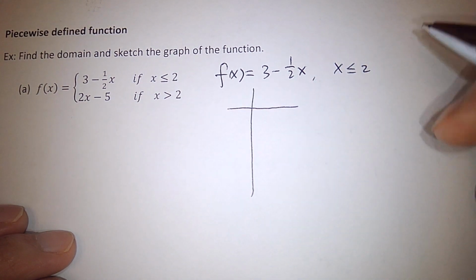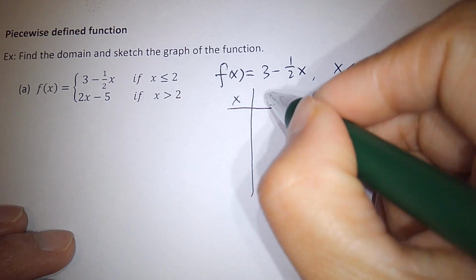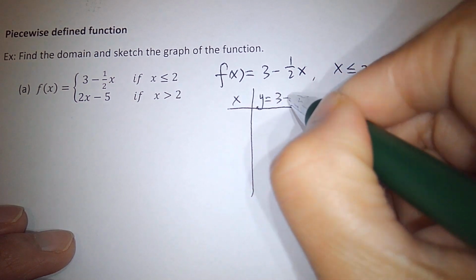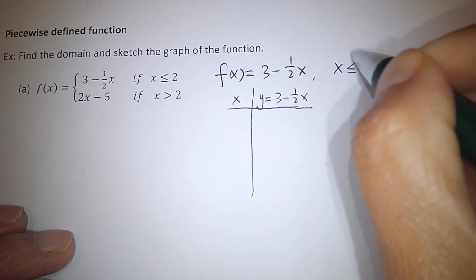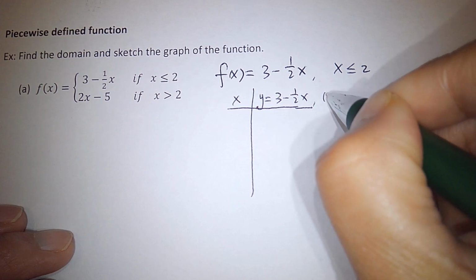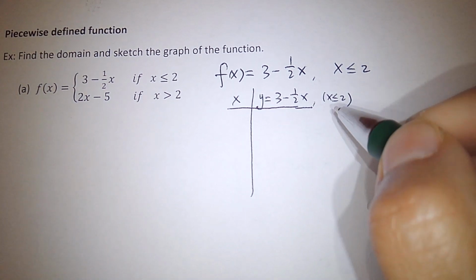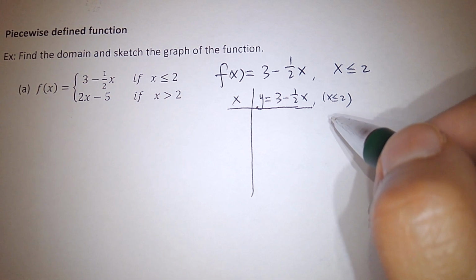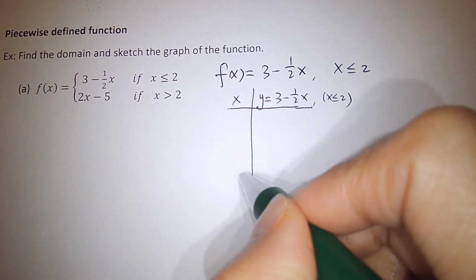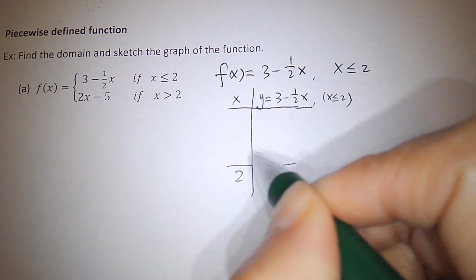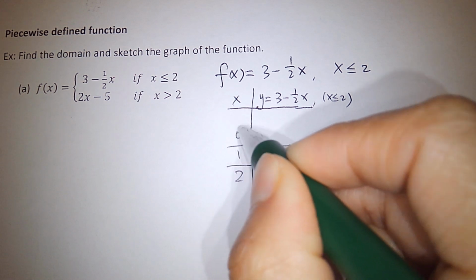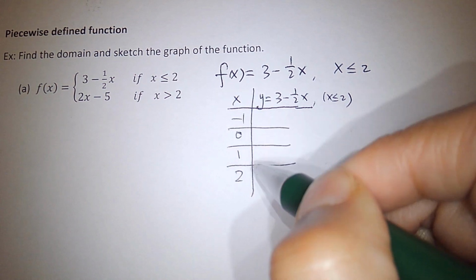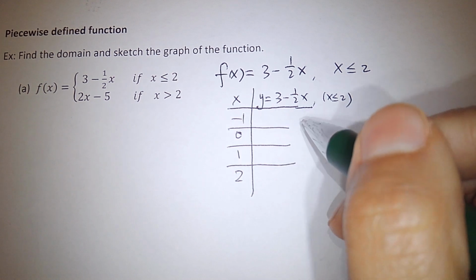We can use a chart, right? X, and y value is 3 minus 1/2 x. This is when x is less than or equals 2. That means we can only choose x equals 2 and even lesser, right? So we can choose x equals 2, x equals 1, 0, and -1. We can choose this, or we can choose something else.